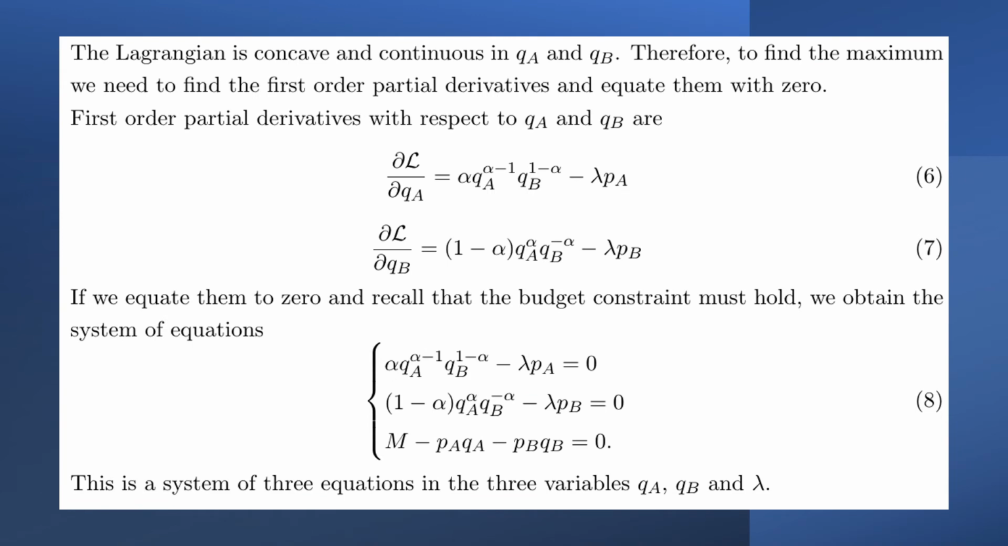Now, the Lagrangian is concave and continuous in QA and QB. So all we have to do to find the maximum of the Lagrangian is to take the first order conditions, the derivatives with respect to QA and QB, here and here, and set them to 0. That's all. Down here we have the first order conditions set to 0, and we also have the budget constraint because that must also hold. Together, these three equations make up a system in the three variables QA, QB, and lambda. And we can solve that system.